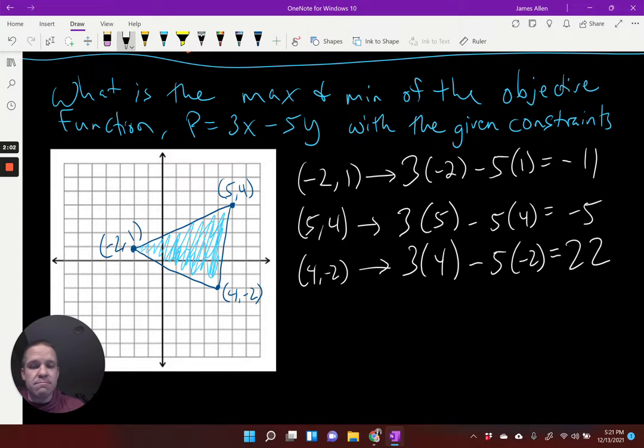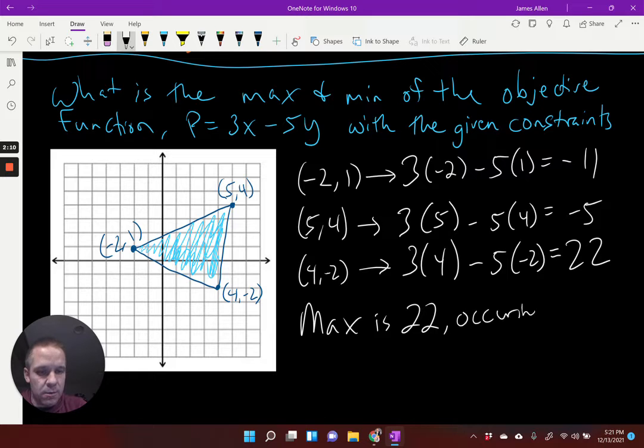So the max is 22, and it's occurring at 4, negative 2. So if it asks, like, at what point is there a max, that would be the point. If it's just asking for the max, the number 22 would be there. We wouldn't put both answers on there and make you choose between 22 or 4, negative 2. But that's what those two things mean.